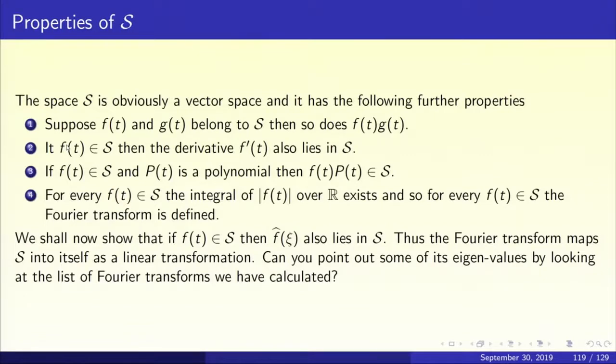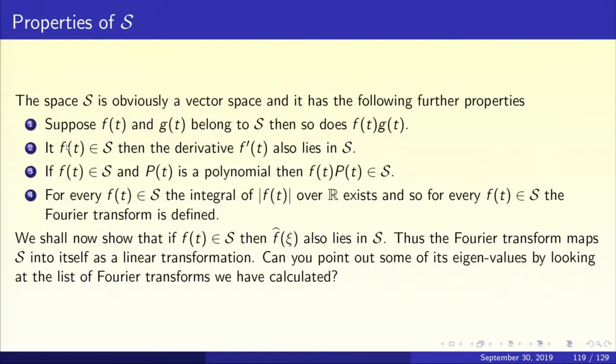So now let us look at some of the properties of the Schwartz space S. Obviously it's a vector space, it's closed under addition and multiplication by scalars. So we have got a vector space structure. It is also an algebra. I can multiply two elements in S and the result is again in S. That's also a very pleasant property of the Schwartz space.